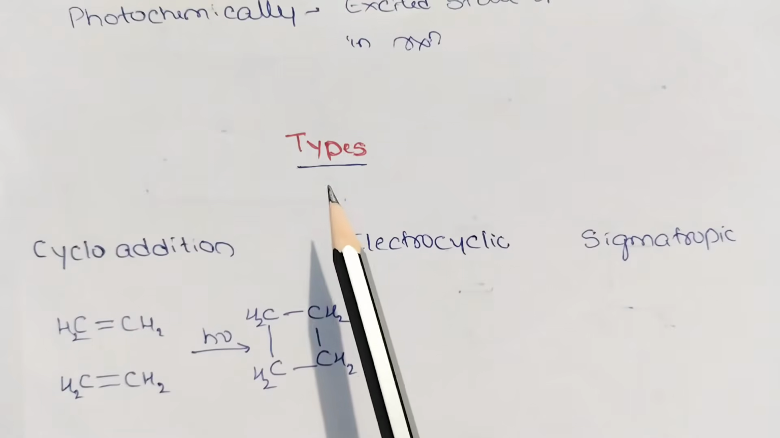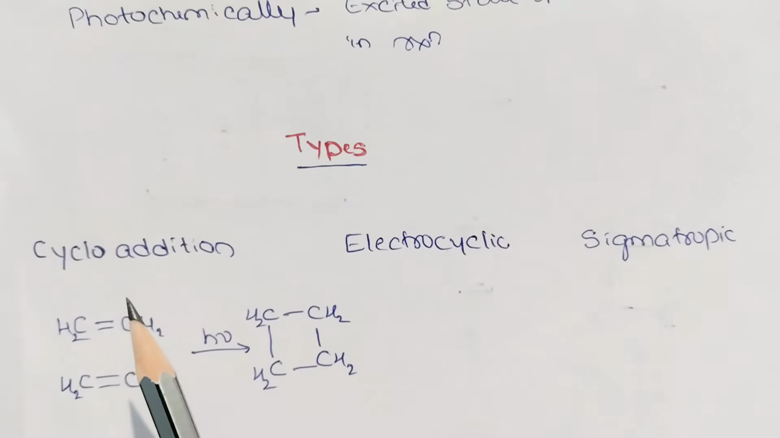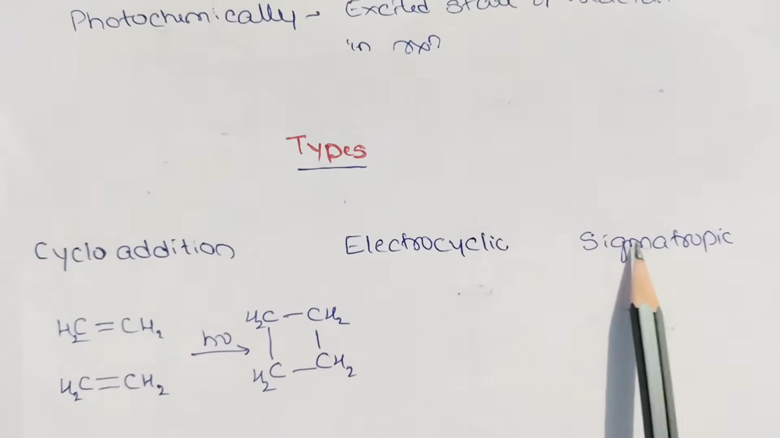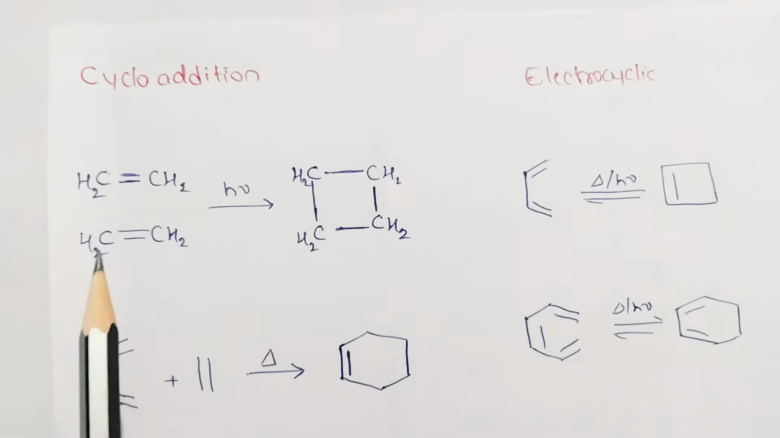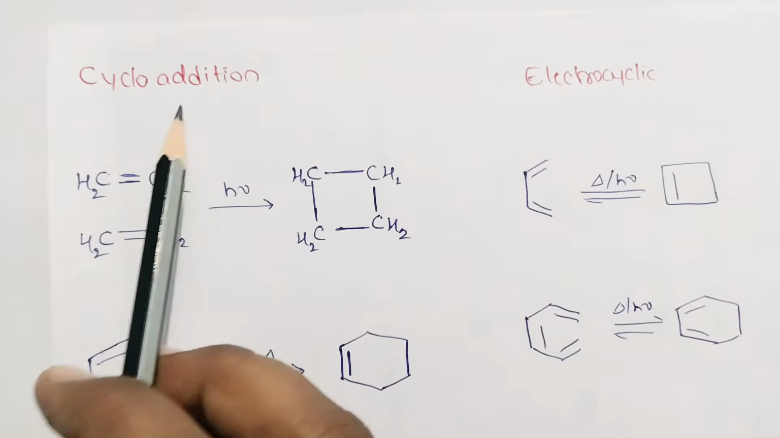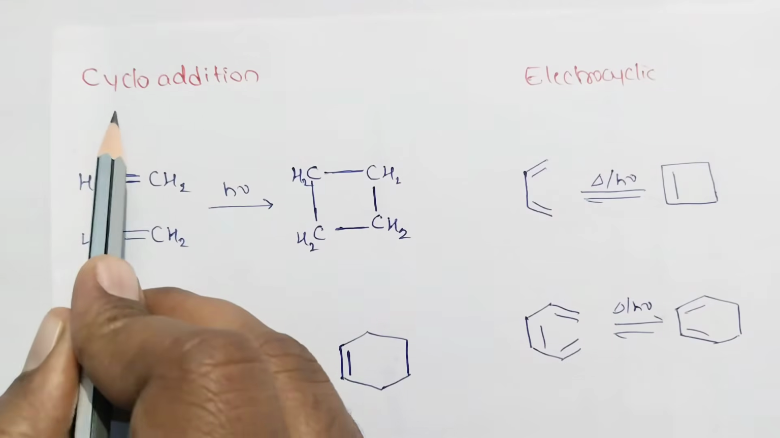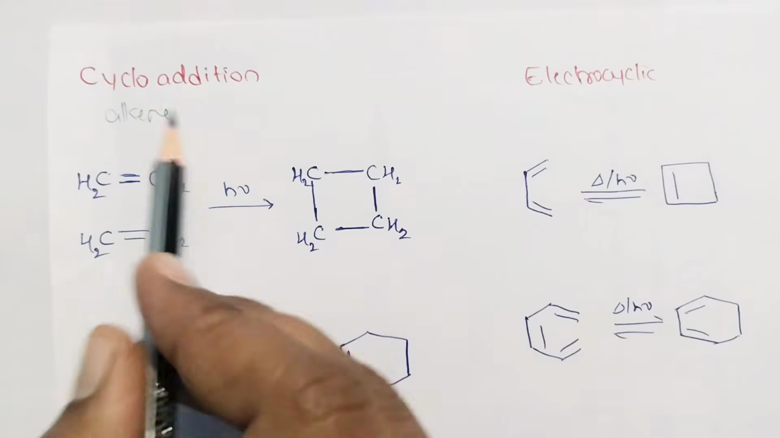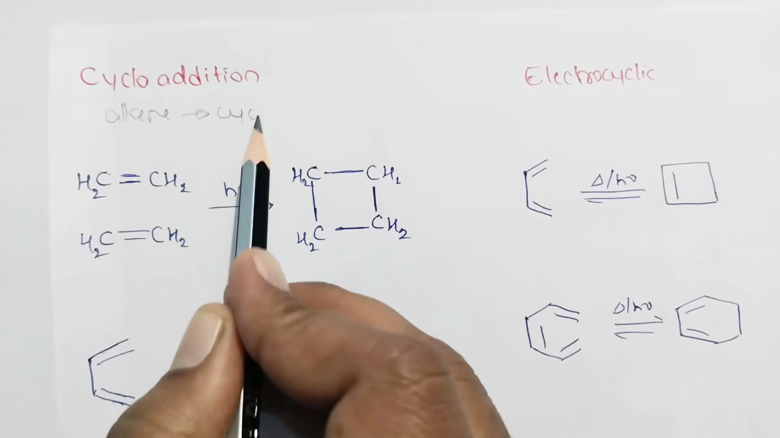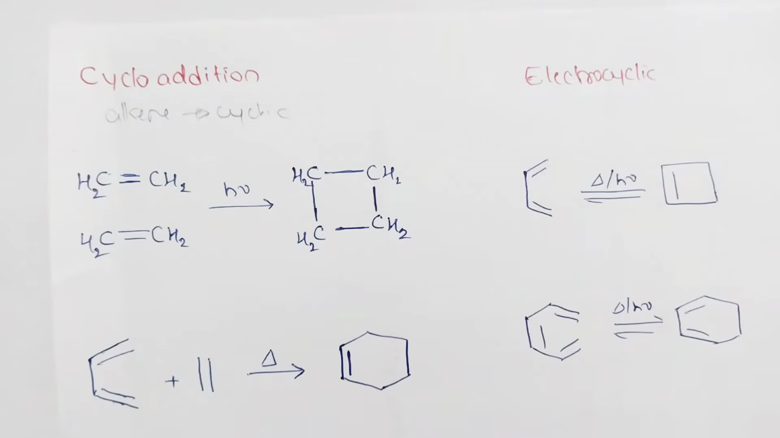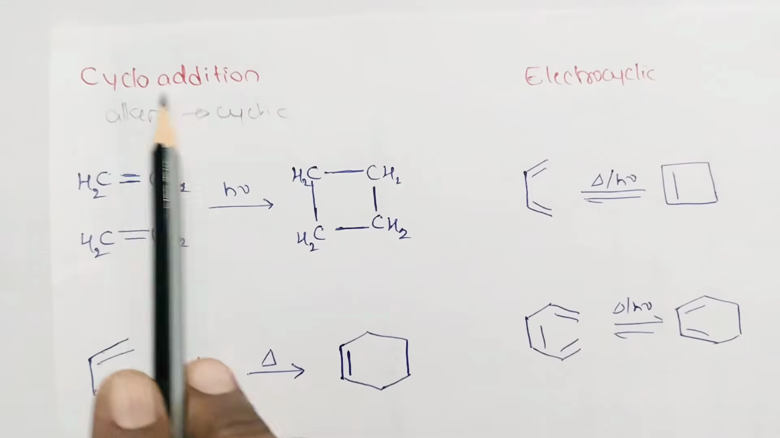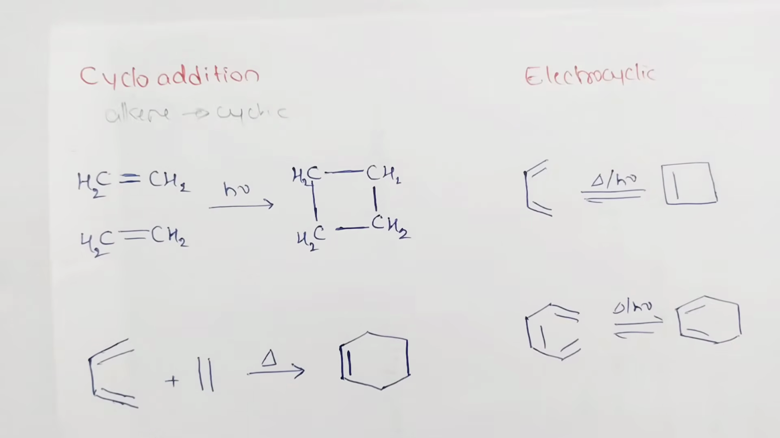Okay, now we'll discuss the types of pericyclic reactions. There are three types: the first one is cycloaddition reaction, then electrocyclic reaction, and sigmatropic reactions. First one is cycloaddition reaction. Cycloaddition means addition of alkene molecules to form a cyclic compound. Addition of alkenes to form cyclic products is called cycloaddition reactions.